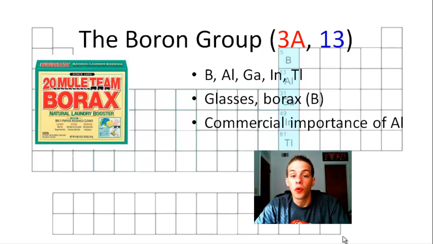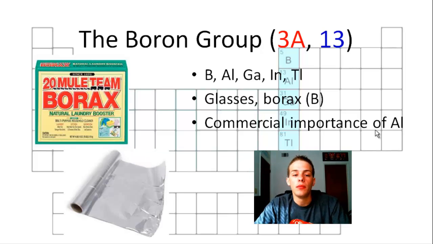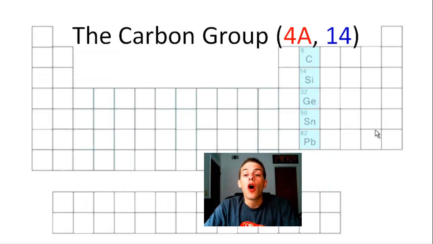Aluminum is very important commercially. I mean, we have aluminum cans, we have aluminum foil. There's aluminum everything. It's just so important commercially. Okay, so that takes us right along to the carbon group.